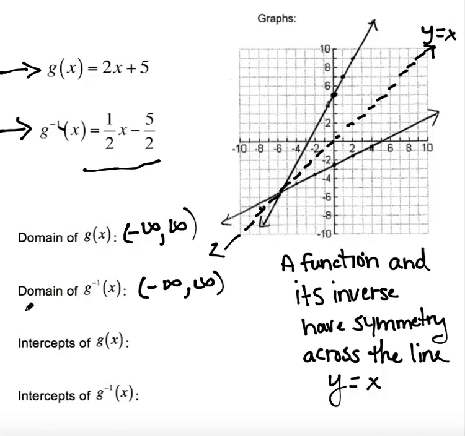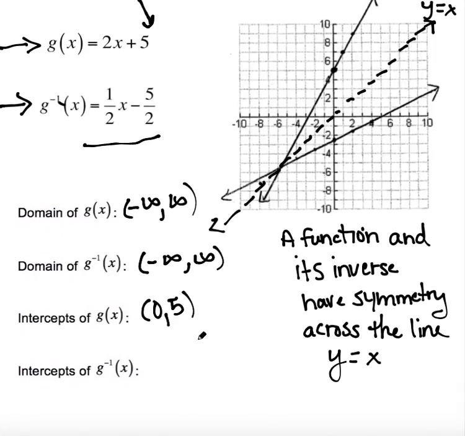All right? And then the last part, I'm going to go ahead and look at what are the intercepts of g of x. Now, you can do this algebraically, or you could look at the graph. Well, I know that the original function has a y-intercept of 5. I know that that's my b. So that is the point (0, 5). That's my y-intercept.